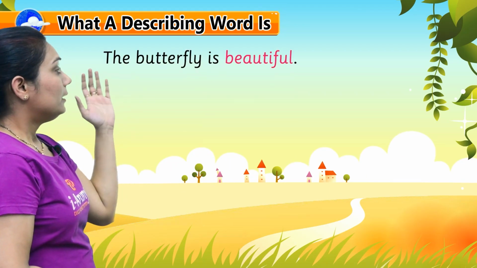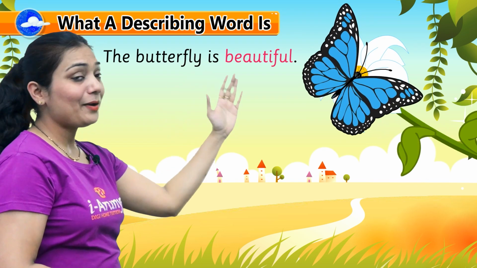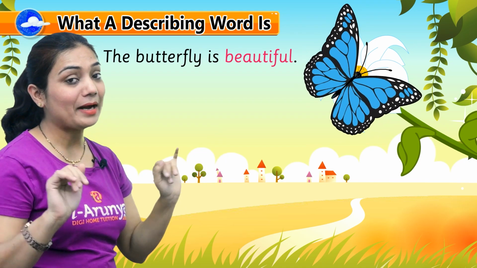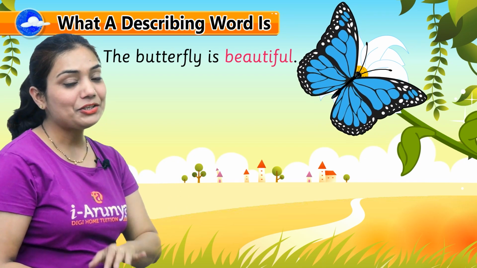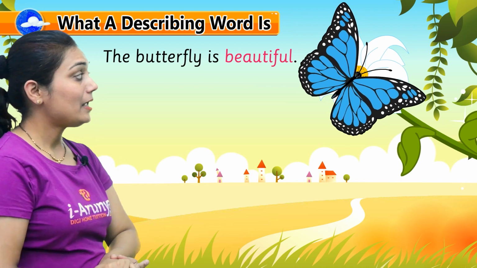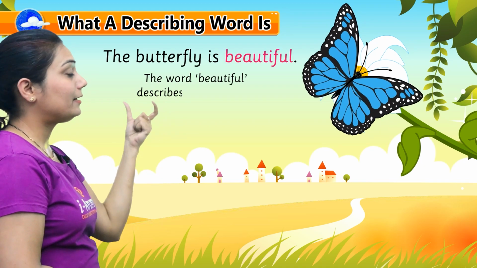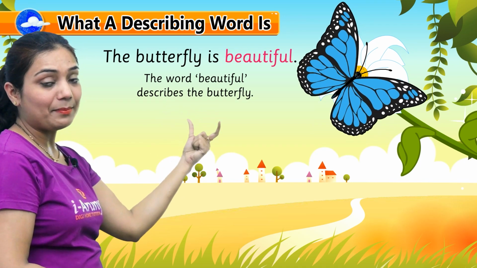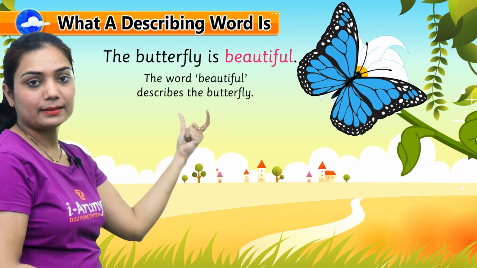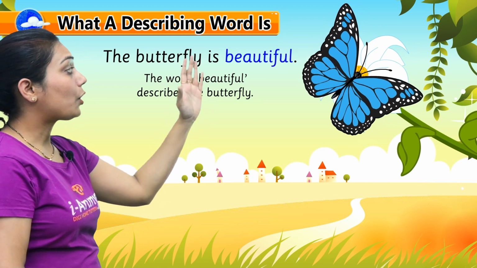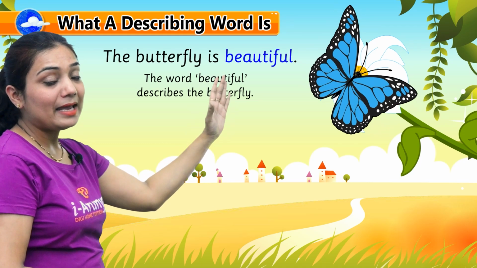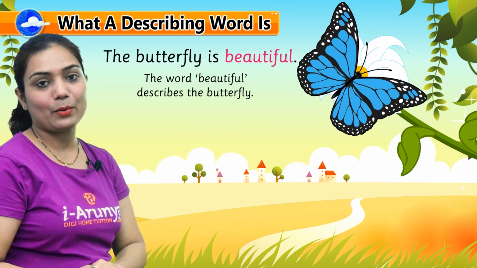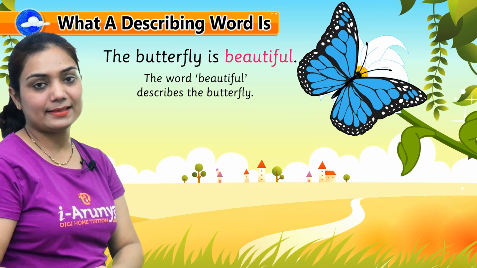Now, the butterfly is beautiful. Look at the butterfly. She is fluttering from one flower to another flower. She's resting in the flower. Okay? So, the word beautiful describes the butterfly. यहाँ पे beautiful word किसे describe करता है? Butterfly को describe करता है. Alright? It means the quality of the butterfly is beautiful. So that is why the beautiful is a describing word. Okay? Let's see next example.